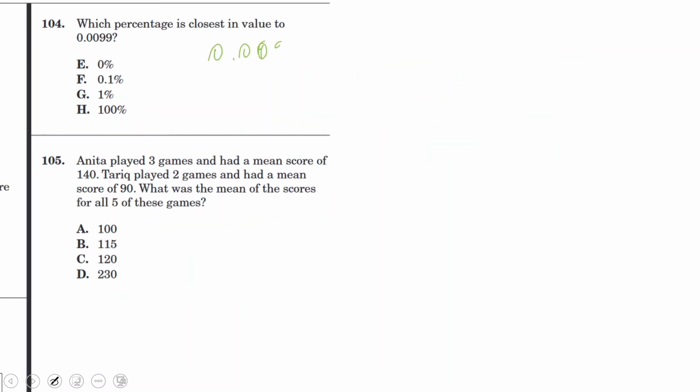Moving on. Which percentage is closest to the value? Good. Multiply this by 100. Move the 2 decimals to the left. So 0.99%, which is closer to 1%. G.